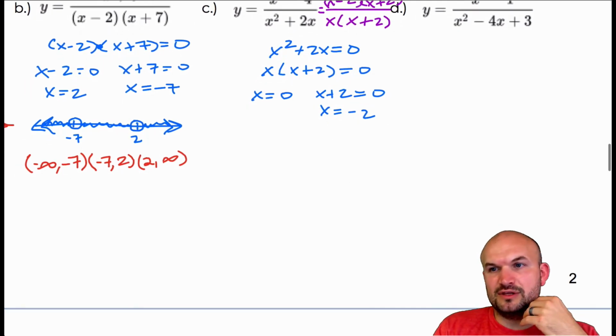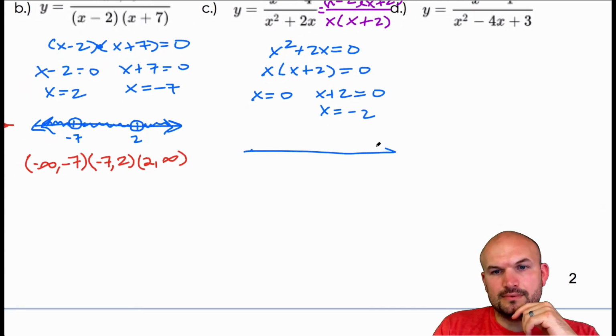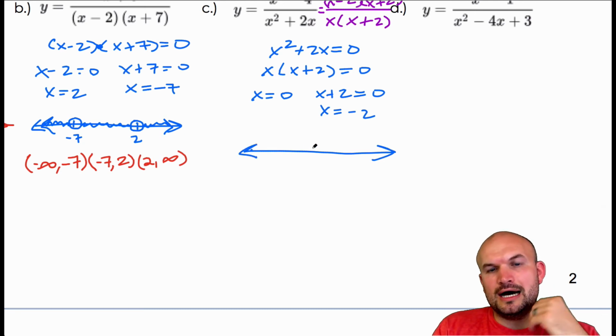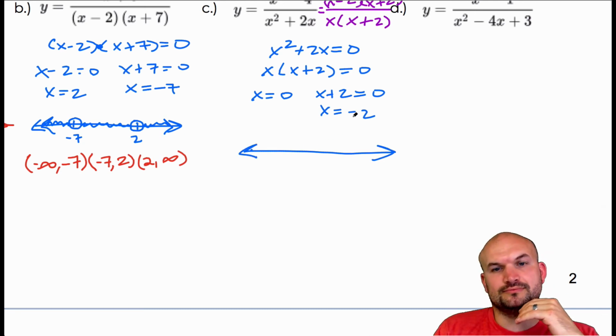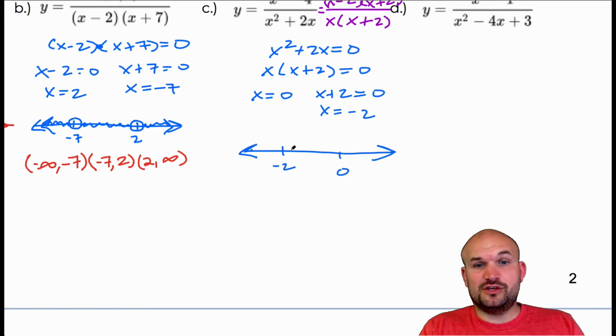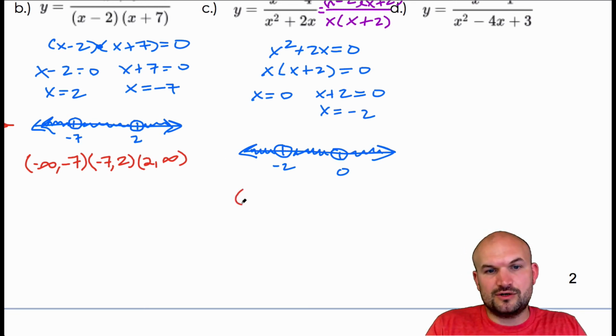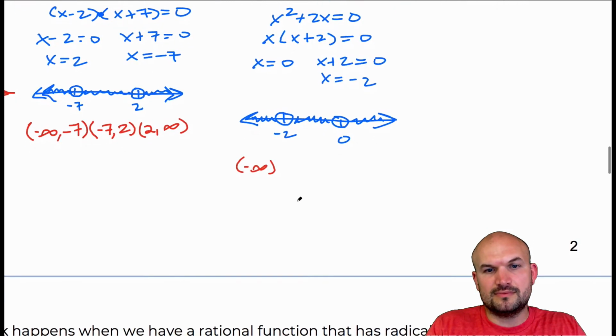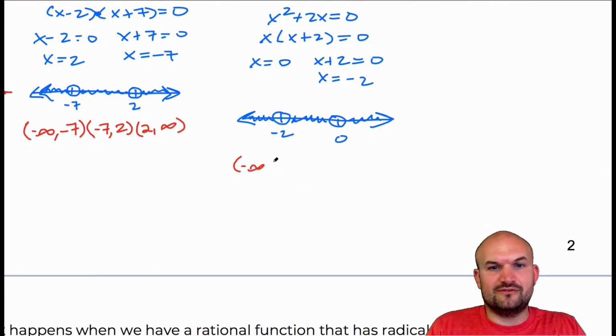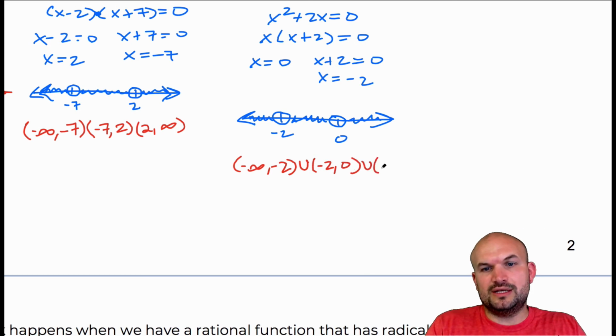So therefore, again, if we look at a number line here, we have -2 and we have 0. And those are the only values that are undefined. Every other term works. So, everything else in my number line is good. So the domain is going to look very similar to that. I can basically go from -infinity to -2, union, -2 to 0, union, 0 to infinity.